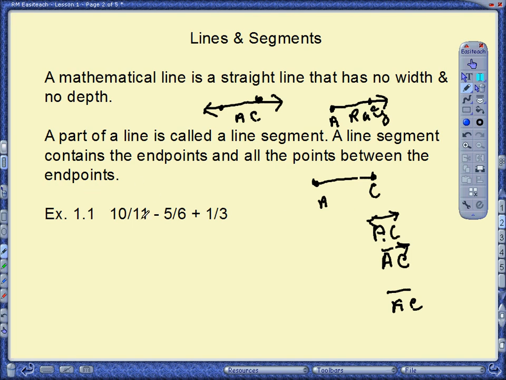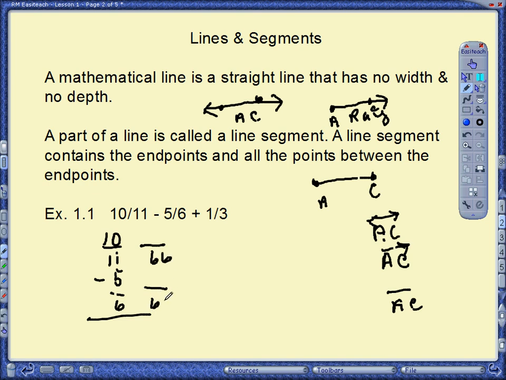Okay, this is a problem now that we have to do, adding fractions. We have three different fractions. We're going to subtract these two, and then that result, it's called a difference, is going to be added to the 1/3. They do not have the same common denominators, so we have to find a common denominator. And our common denominator, again, is going to be 66.